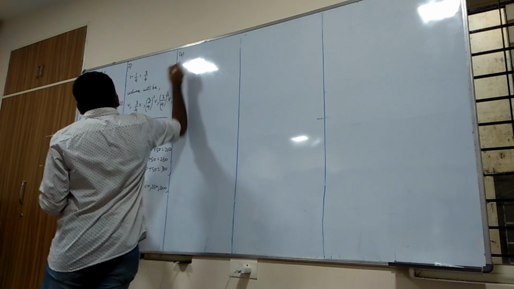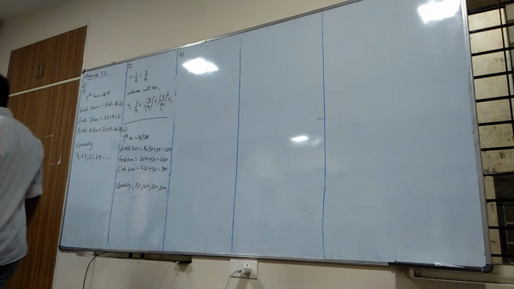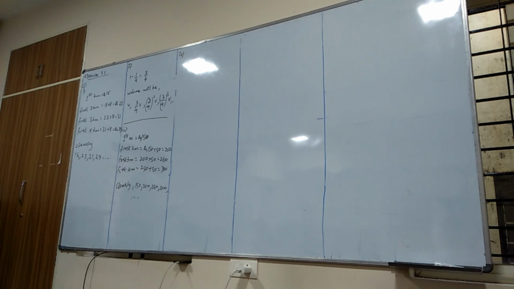Question number 4. The amount of money in the account every year when rupees 10,000 is deposited at a compound interest of 8% per annum. What is the compound interest formula?